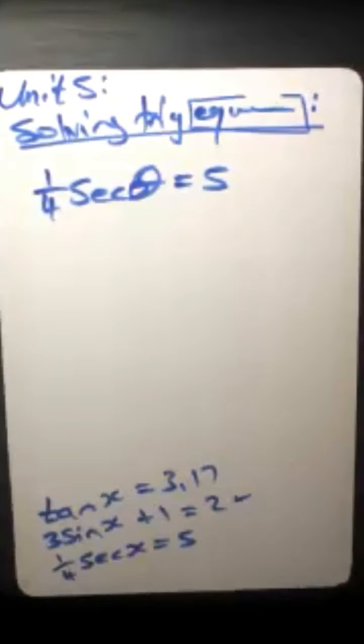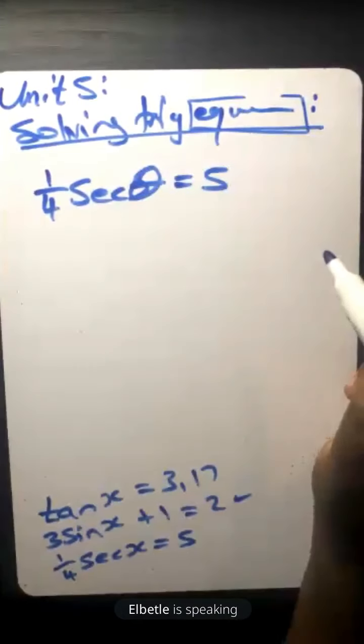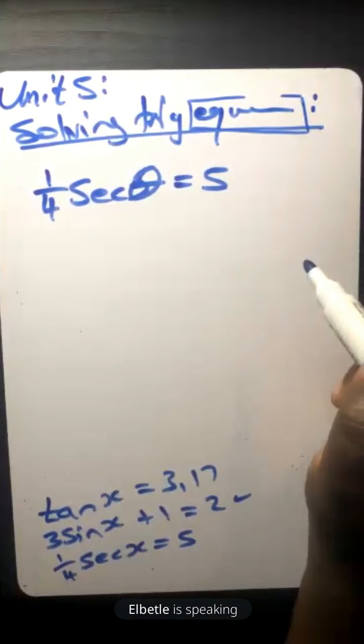Okay, so let me now test if you can find me this gold. Let me do this and say it is equal to 5. LB, I need that gold. Take me through. Okay, it's 1 over 4 sec theta is equal to 5.